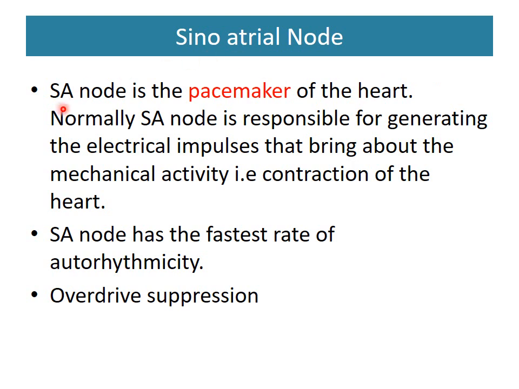The sinoatrial node or SA node is the pacemaker of our heart. And normally the SA node is responsible for generating the electrical impulses that bring about the mechanical activity, that is contraction of the heart. The SA node acts as a pacemaker because the rate of impulse generation by the SA node is the highest. The SA node has the fastest rate of autorhythmicity and due to the overdrive suppression phenomenon.